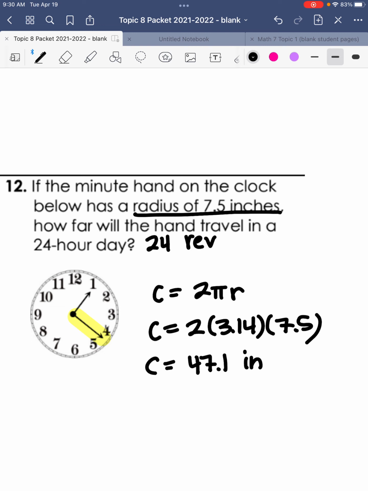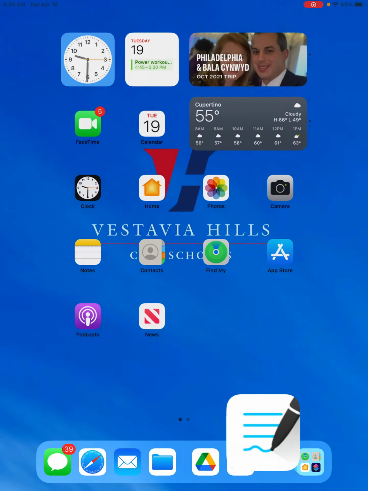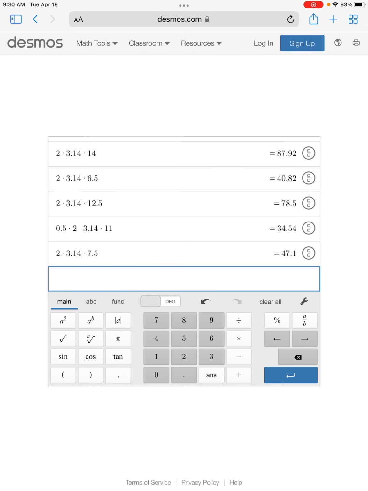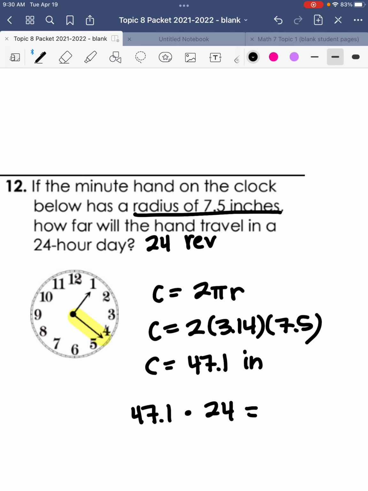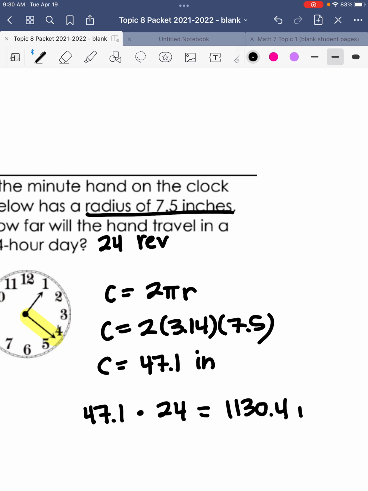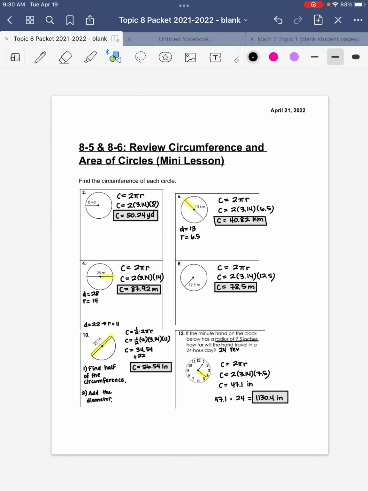But it's going to do that 24 times. So 47.1 times 24 is going to tell us how far that hand will travel in one day. So I'm going to hit this answer button, and then I'm going to multiply that times 24, and I get 1,130.4. So 1,130.4 inches in one 24-hour day. That's how far that minute hand will travel.